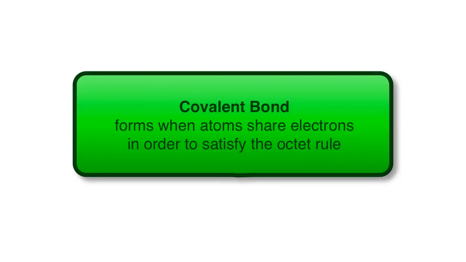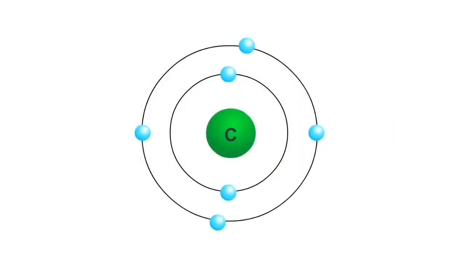A covalent bond is formed when atoms share electrons in order to satisfy the octet rule. For example, a carbon atom holds 4 electrons in its outer shell, but it would be much more stable with 8. To gain the additional 4 electrons, carbon can share with other atoms and thereby have a completed outer shell.